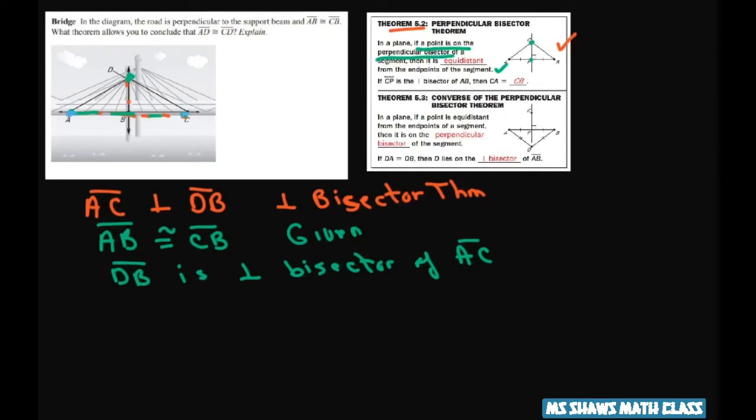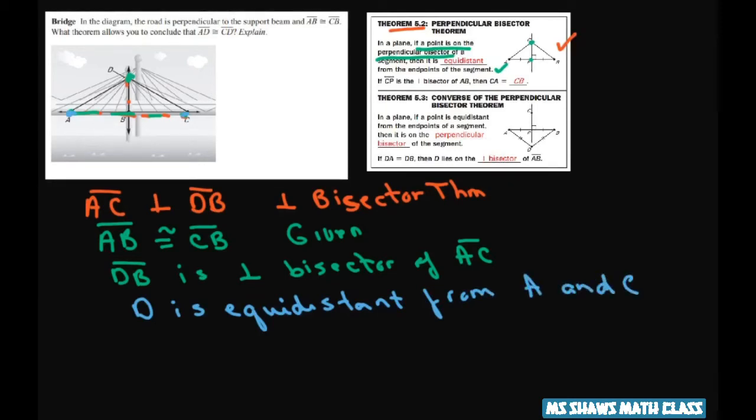So, I don't know how to write it, but D is equidistant from A and C. And that's because it's on the perpendicular bisector there. So, therefore, this is how you write therefore, the three dots. Therefore, AD equals CD. So, these two are equal.